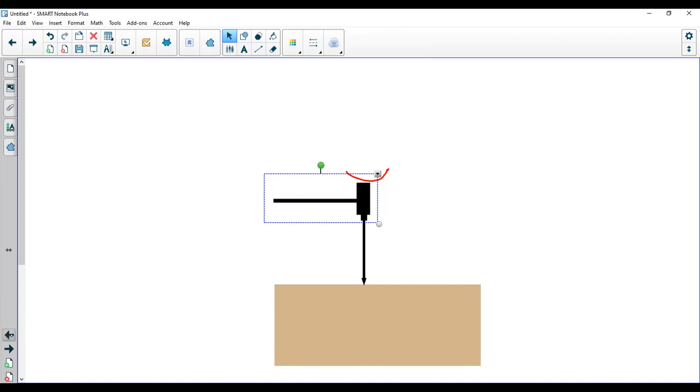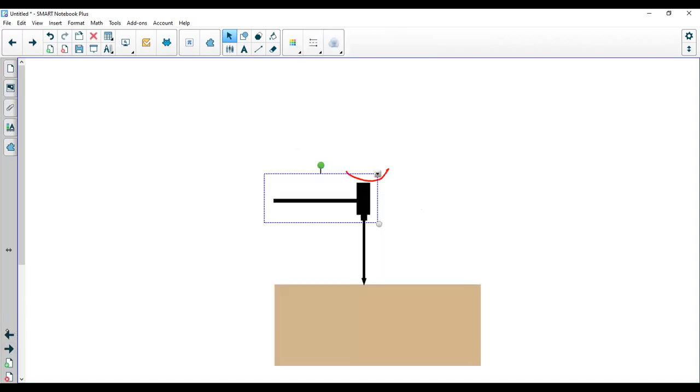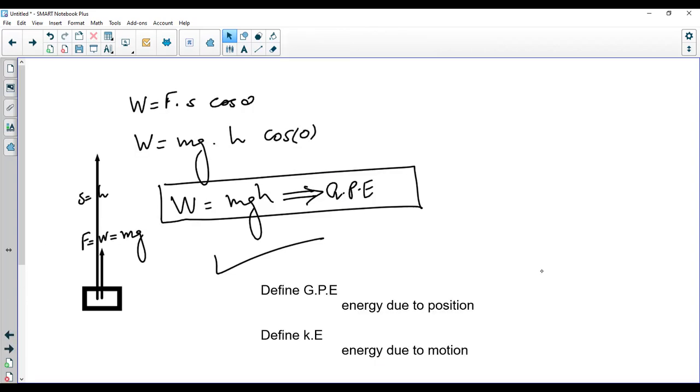We have already discussed the potential energy formula, that in lifting an object we get mgh. Now how do we get half mv squared? For that, while calculating the mgh, I kept one thing constant. What did I keep constant?